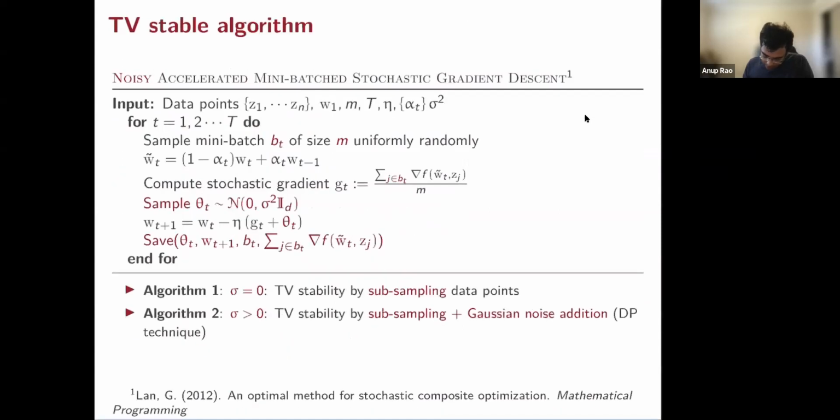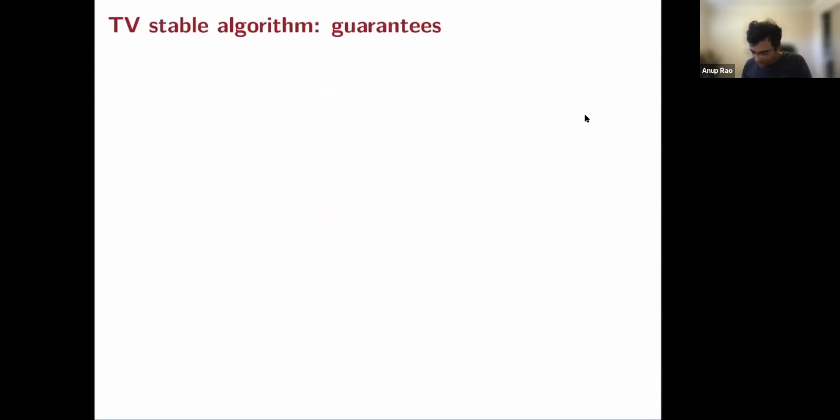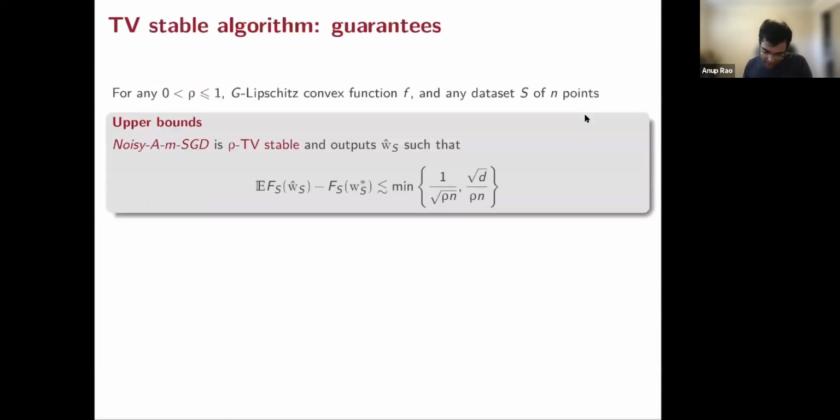Okay, so as I said, the one algorithm corresponds to not having this term. There is no noise term. It will be just mini batch SGD. And the other algorithm will have this term, that is the noisy accelerated mini batch SGD. And we'll see a bit more detail for both. So it is 9:40, so I should hurry up.